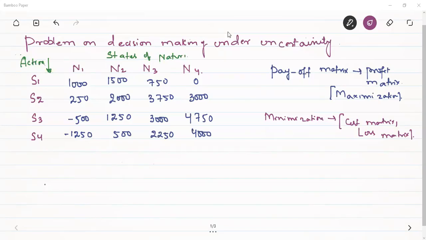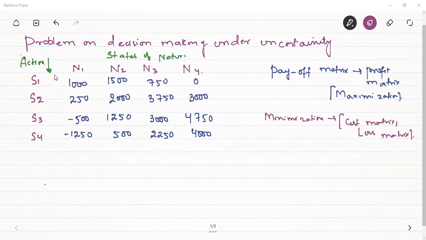In this lecture, we are going to discuss one more problem on the basis of decision making under uncertainty. We had seen one problem in the previous lectures and we had solved that problem by considering 5 different criteria. Let's give a brief recap of all those criteria by considering this problem.